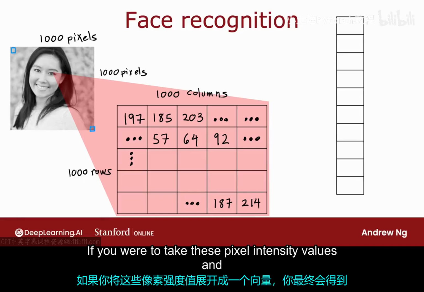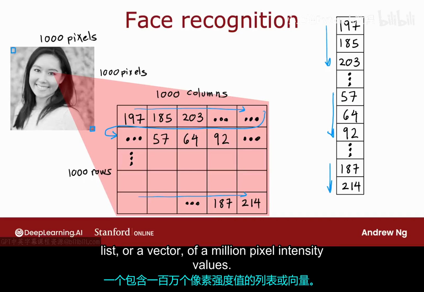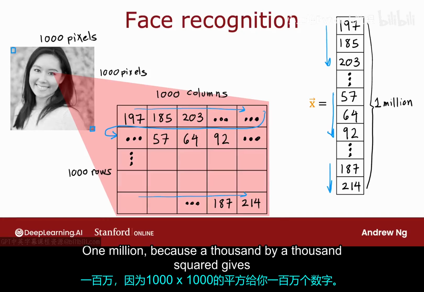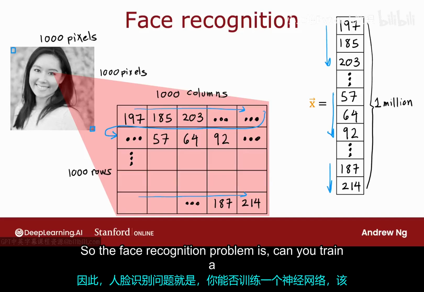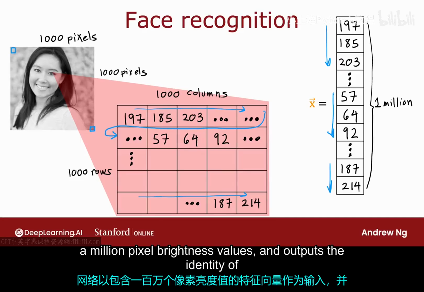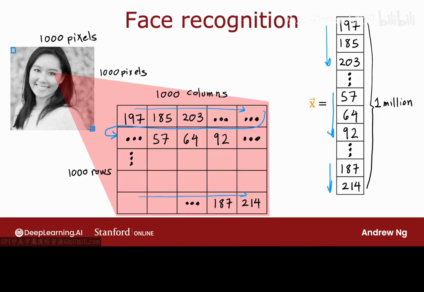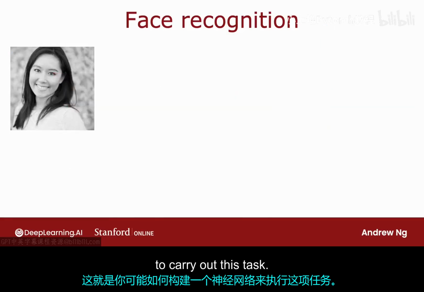If you were to take these pixel intensity values and unroll them into a vector, you end up with a list, or a vector, of 1,000,000 pixel intensity values, because 1,000 by 1,000 gives you 1,000,000 numbers. So the face recognition problem is, can you train a neural network that takes as input a feature vector with 1,000,000 pixel brightness values and outputs the identity of the person in the picture? So this is how you might build a neural network to carry out this task.